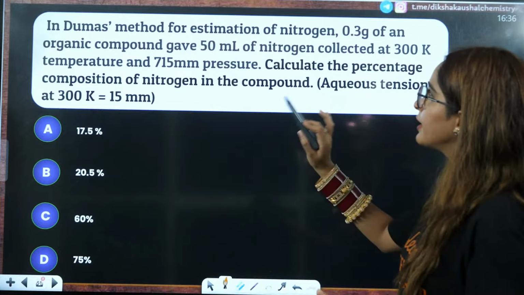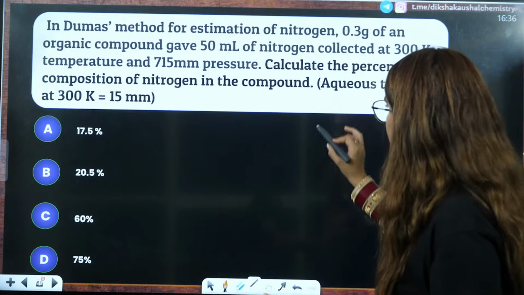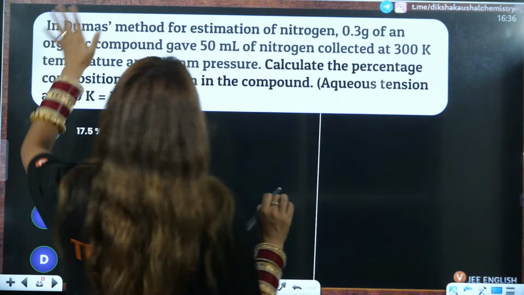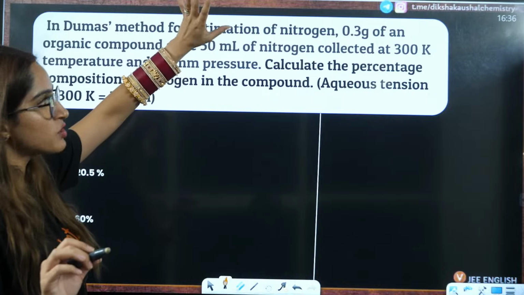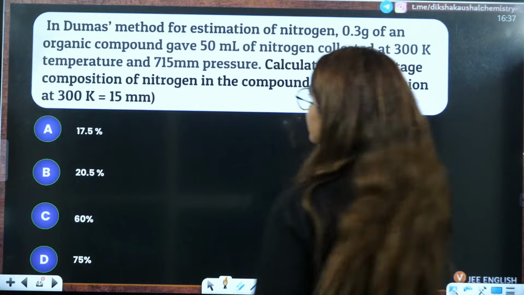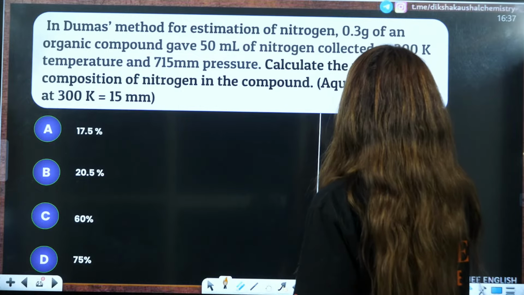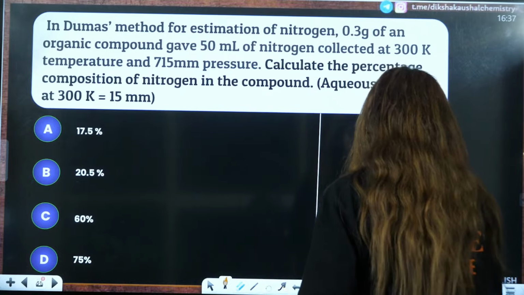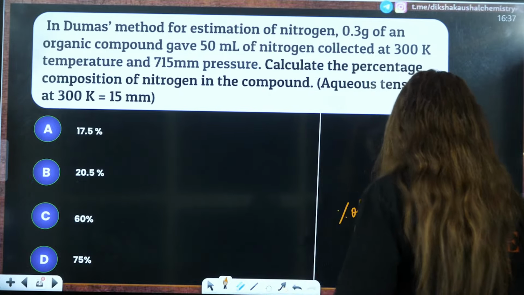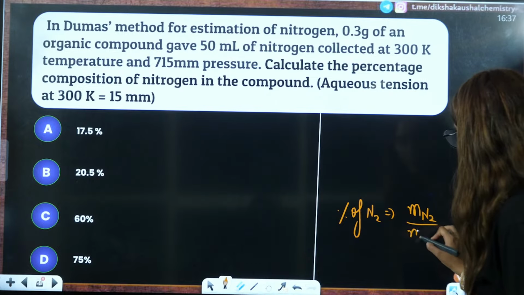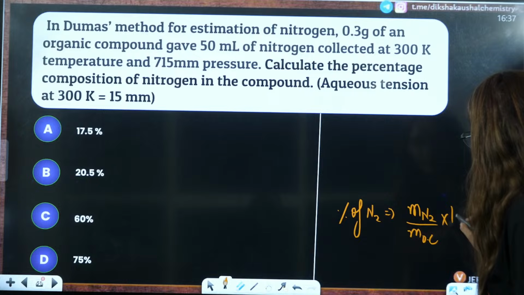So here it is in Dumas method. I'll just tell you the method of solving this. In Dumas method for estimation of nitrogen, 0.3 g of an organic compound is given. They are asking you the percentage of nitrogen. So whenever they ask you the percentage of nitrogen, just remember: mass of nitrogen divided by mass of organic compound, multiplied by 100.